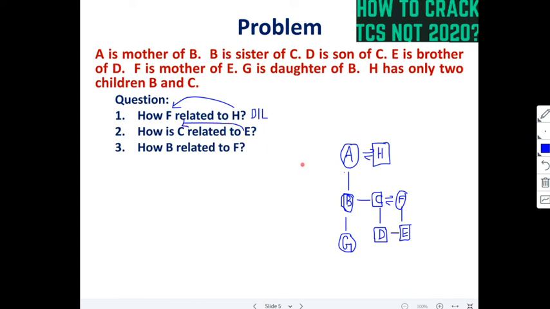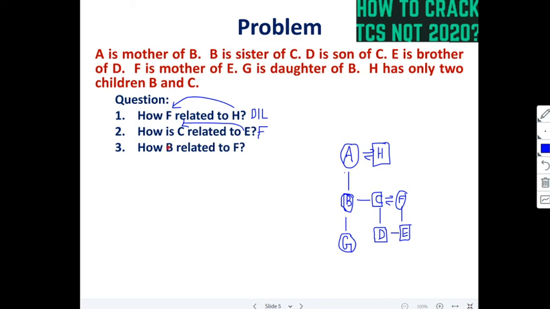Now how is C related to E? From E to C we have to see. C and F are husband and wife, and they have two children, D and E. So how is C related to E? Father. Yes, certainly it is father. After drawing the chart, it is very easy. Clear? Either he is a male or female, we can get it. What is the relationship, brother or sister or wife, whatever it may be, by getting the clear notations.